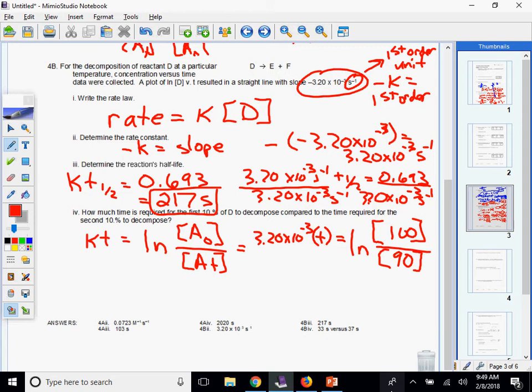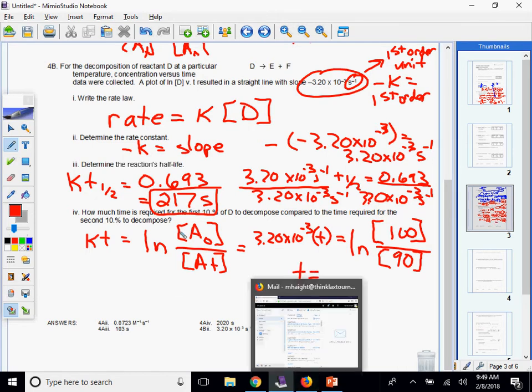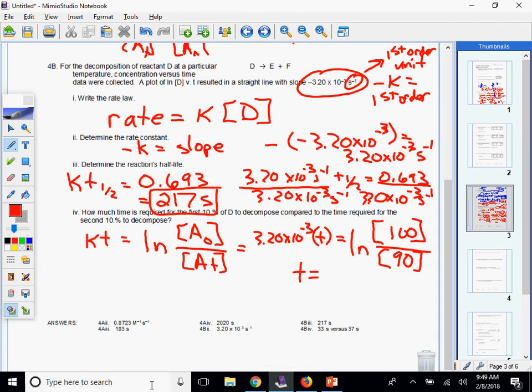Okay, so now solve for t. Make sure in your calculator you can solve for t. What does t equal? All right. Anybody have an answer? 33 seconds. Okay. Now, how would I set up the next one? Does anybody have trouble putting this in your calculator? Okay. How do I set up the next one?